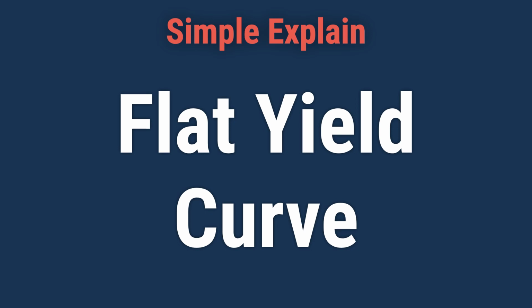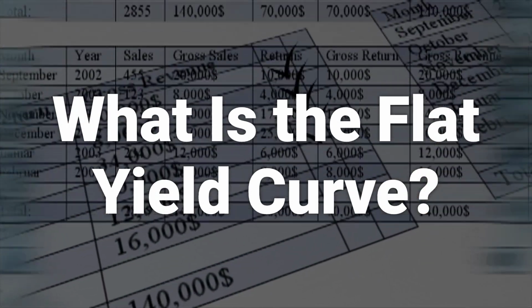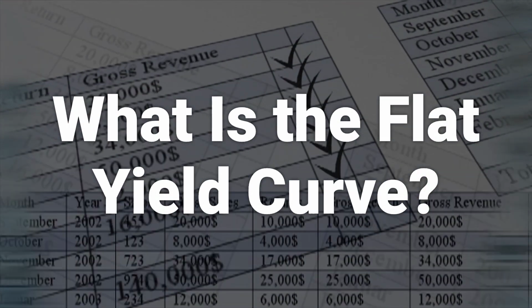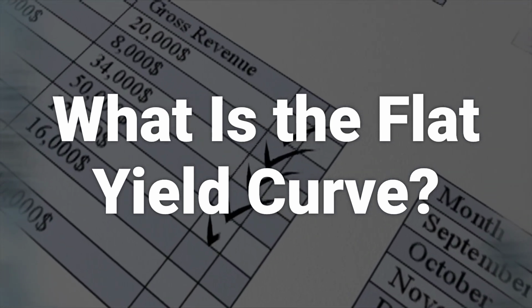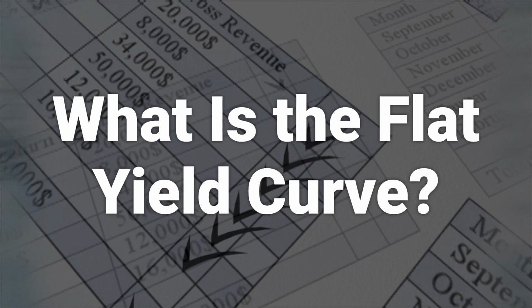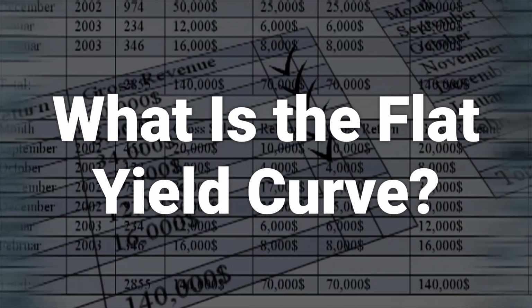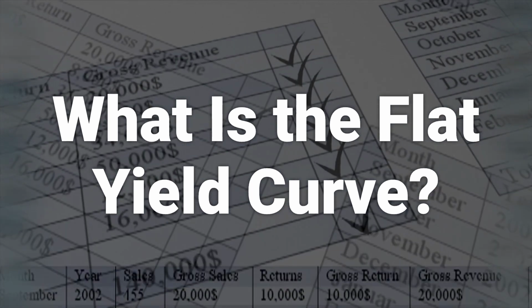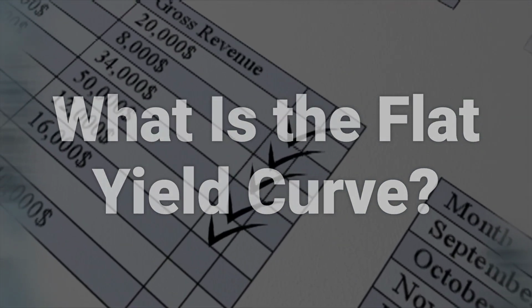Today, we will talk about the flat yield curve and what it means for investors. The flat yield curve is a yield curve in which there is little difference between short-term and long-term rates for bonds of the same credit quality. This type of yield curve flattening is often seen during transitions between normal and inverted curves. The difference between a flat yield curve and a normal yield curve is that a normal yield curve slopes upward.